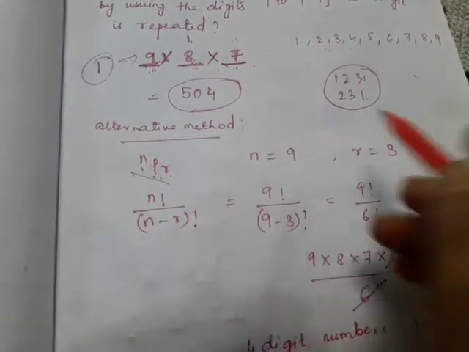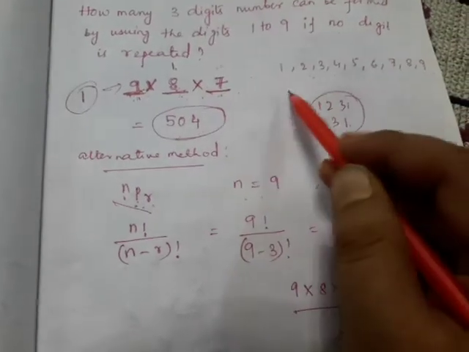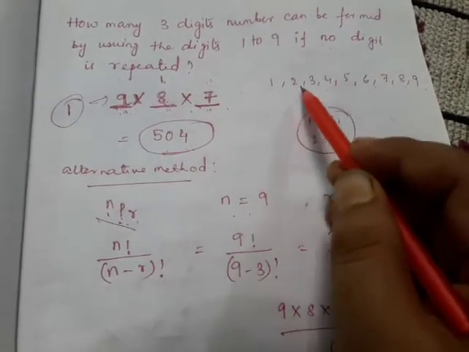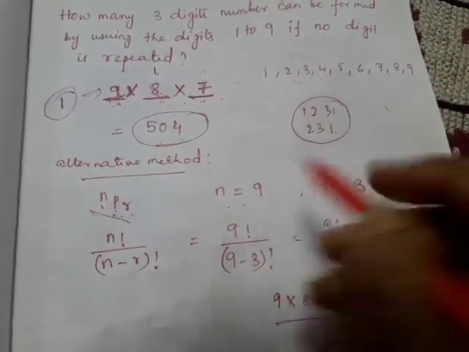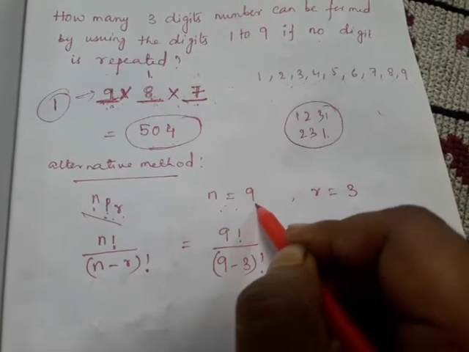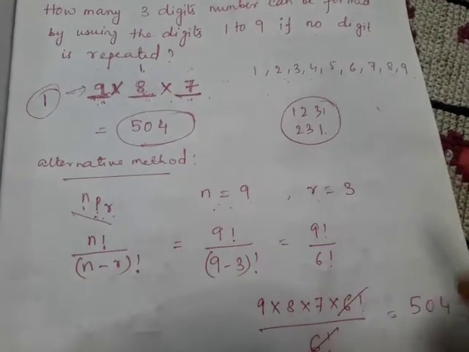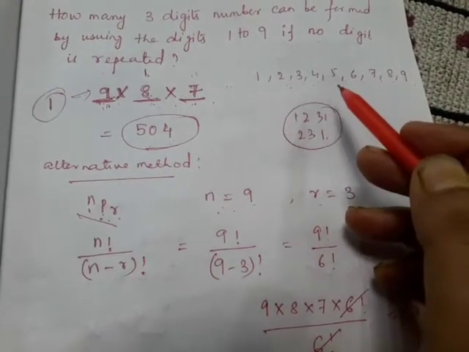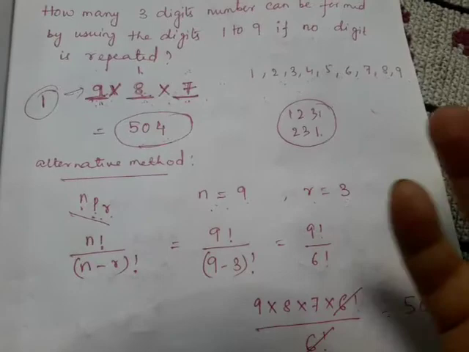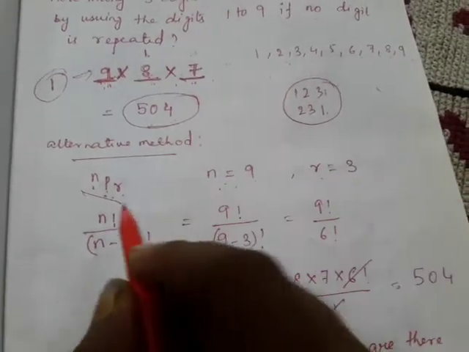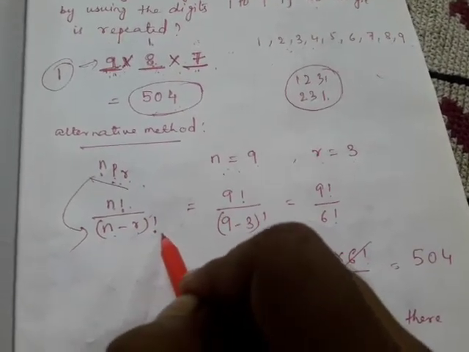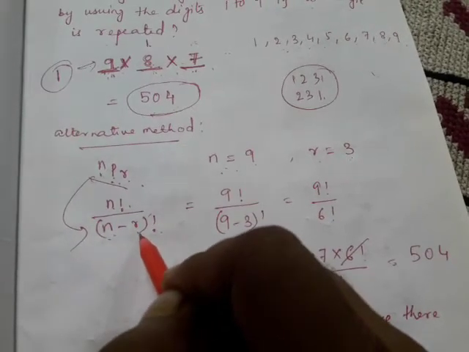This is the formula. So n is what? n is the total number of digits available to you. So how many digits are available? 1 2 3 4 5 6 7 8 9. So n is 9, the total number of digits available. And r is what? At a time how many digits you are taking. We are making a 3 digit number here, so at a time we are taking 3 digits. So nPr. And the formula of nPr is n factorial by n minus r factorial. Remember, n factorial by n minus r factorial.